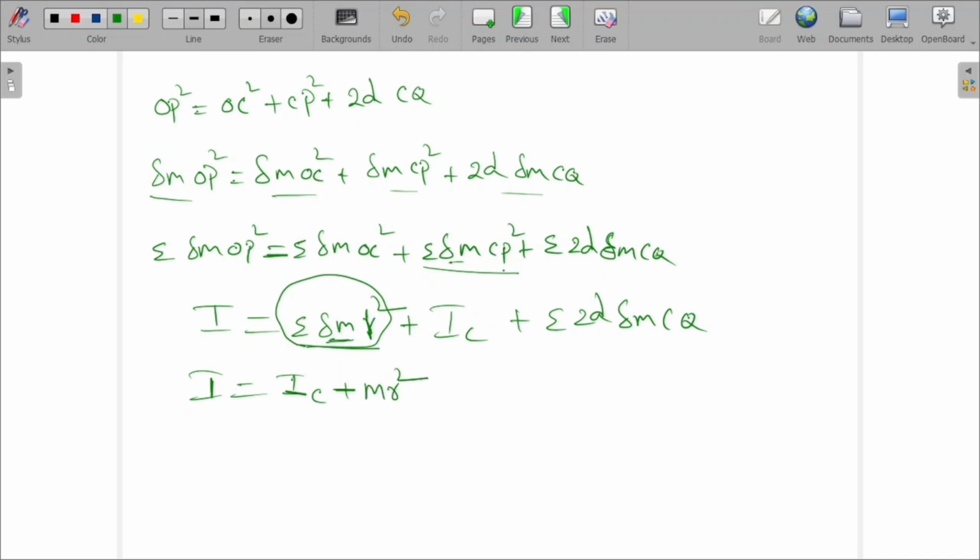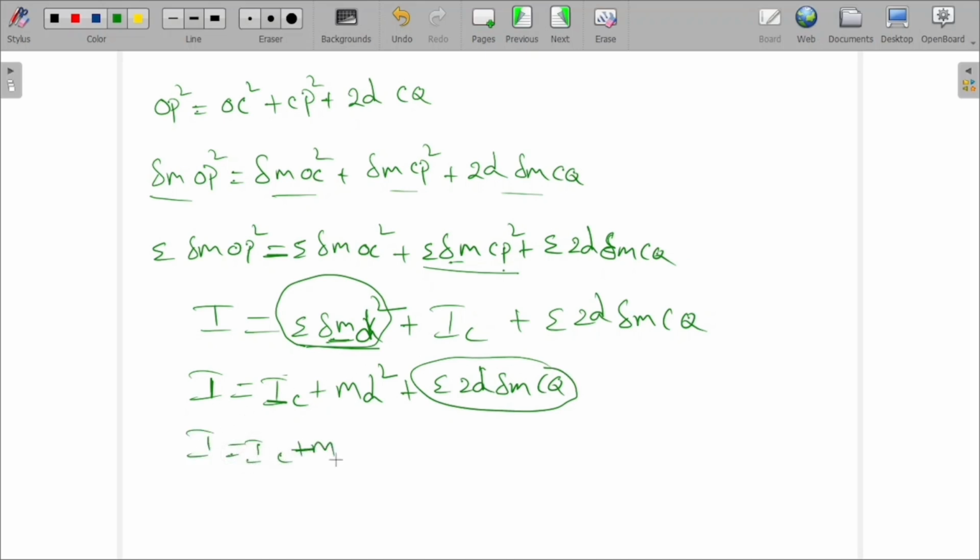Here what will we consider? D, no? So it will be m D square plus 2D summation delta m CQ. So I equals IC plus m D square plus summation 2D delta m CQ. If this total term comes to 0, then I equals IC plus m D square. This is the parallel axis theorem.